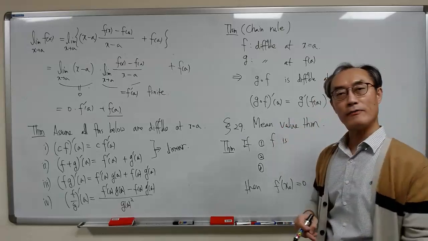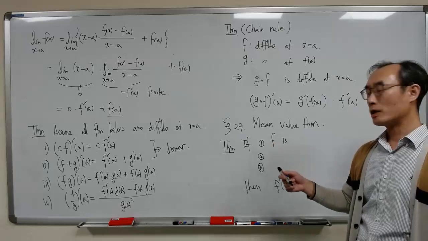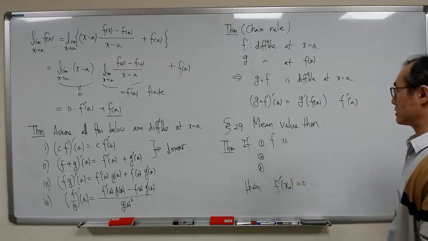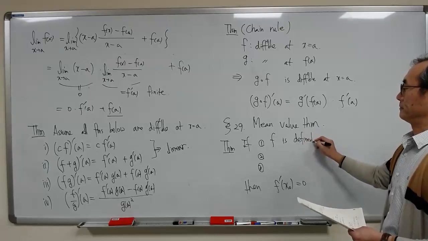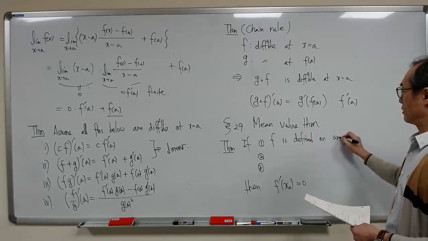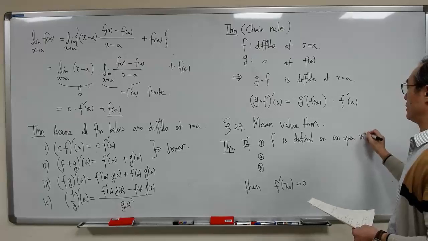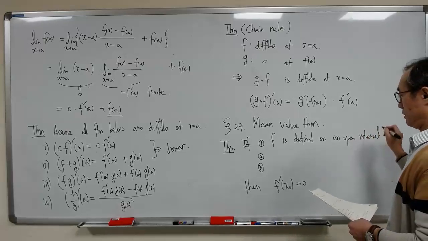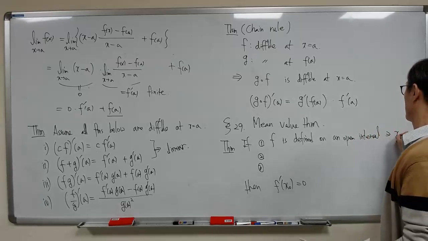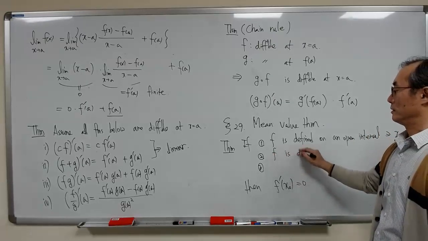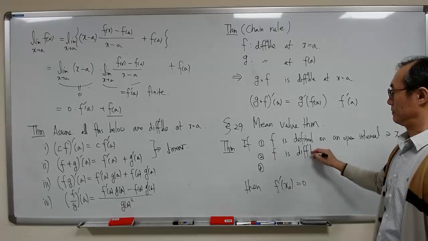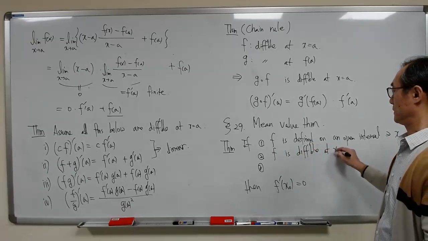the domain of definition of this function to include the point of interest x naught. So this function is defined on an open set or open interval that contains x naught. And the function f is differentiable at that point.